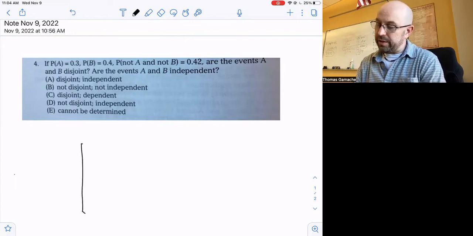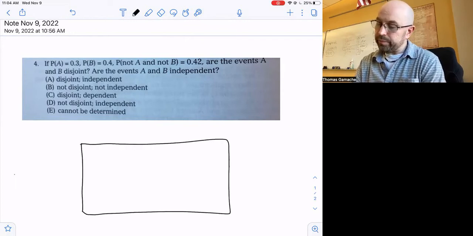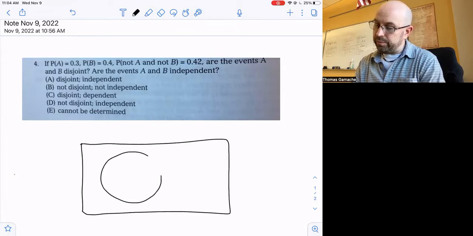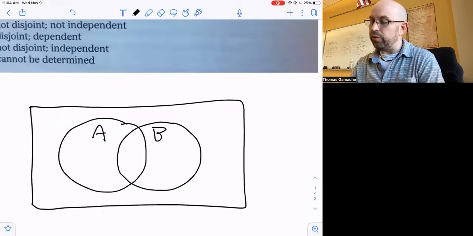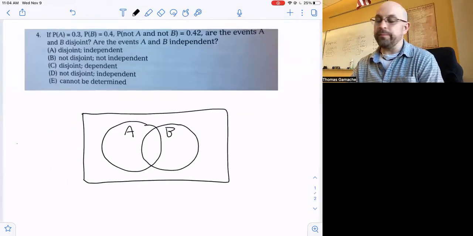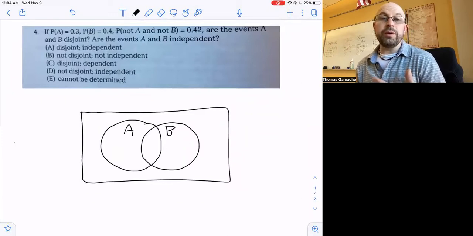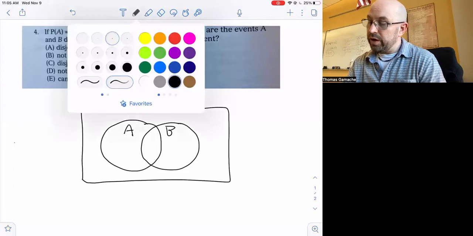So I create my sample space using my rectangle. I'm going to create a circle for event A and event B. Now, remember, this area in the middle here is where they overlap, where both are happening at the same time. So right now, I know the probability of not A and not B happening is 0.42. So that's going to go right outside my circle here.